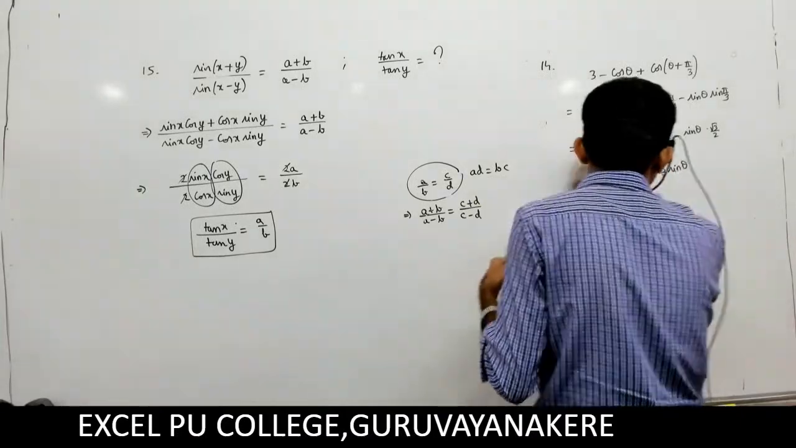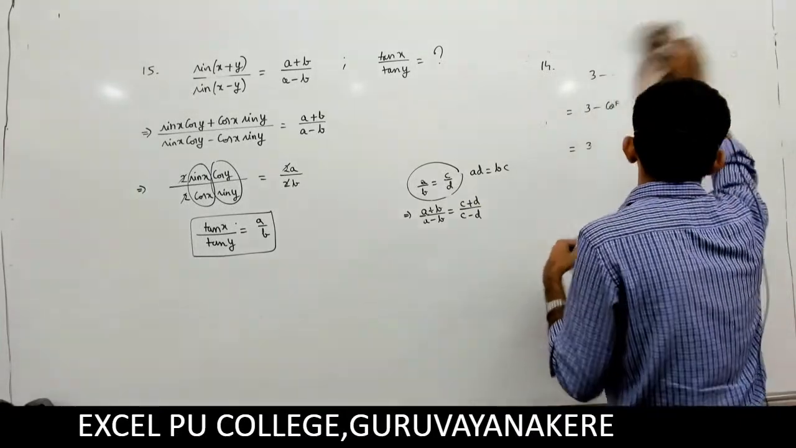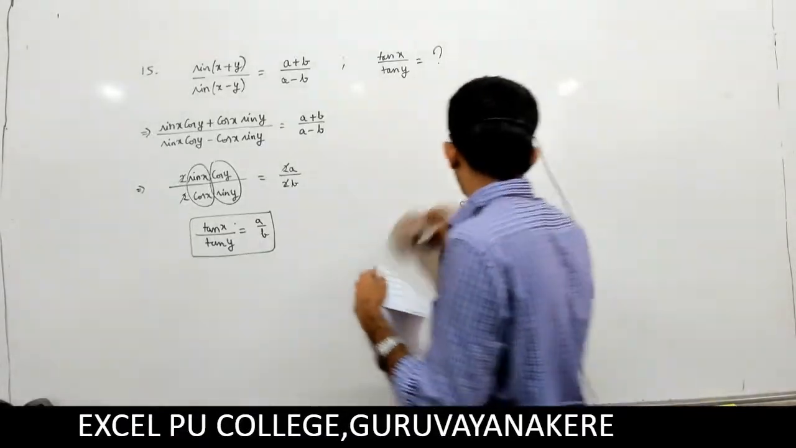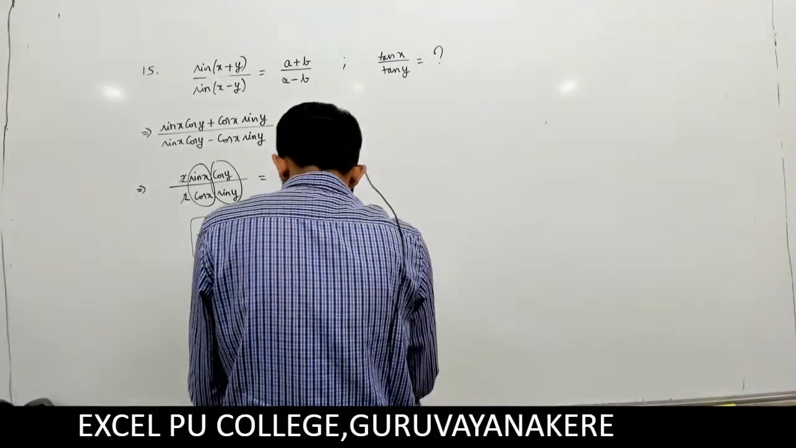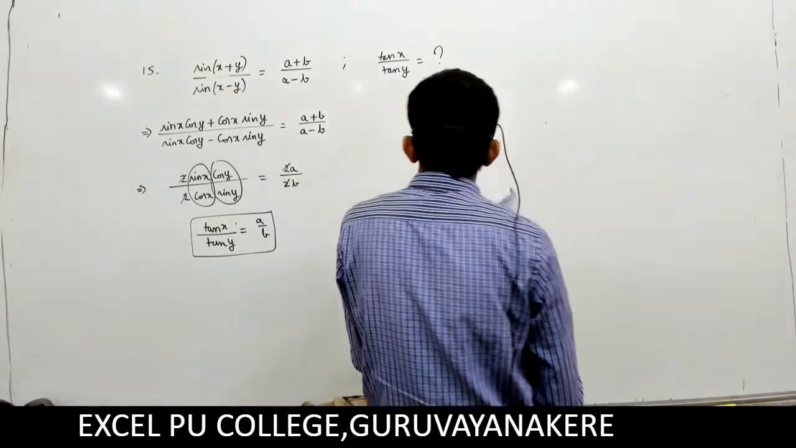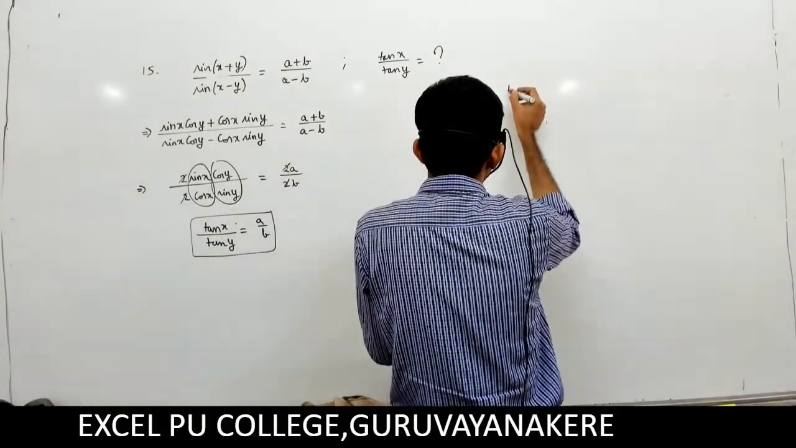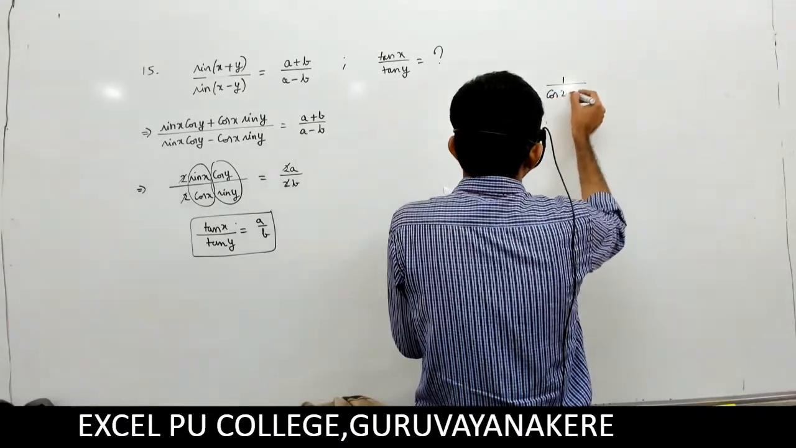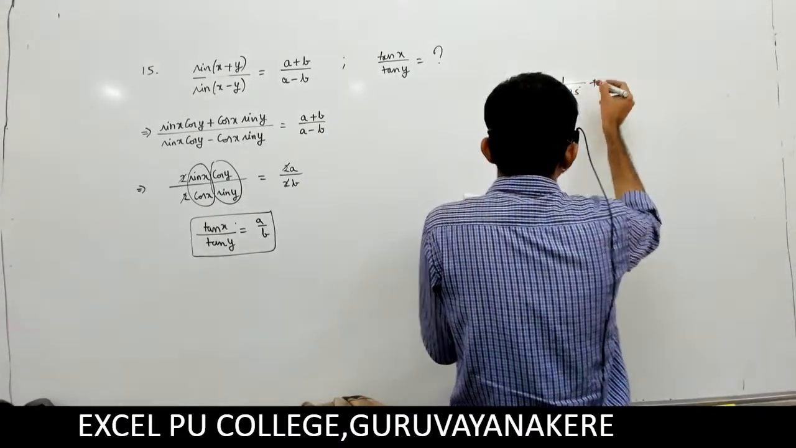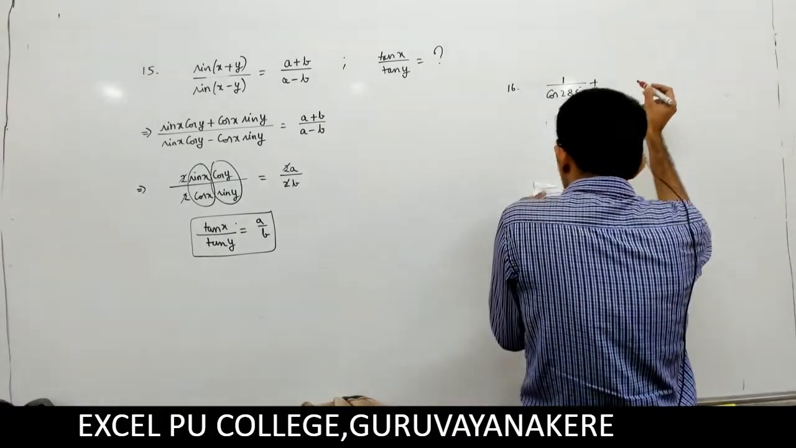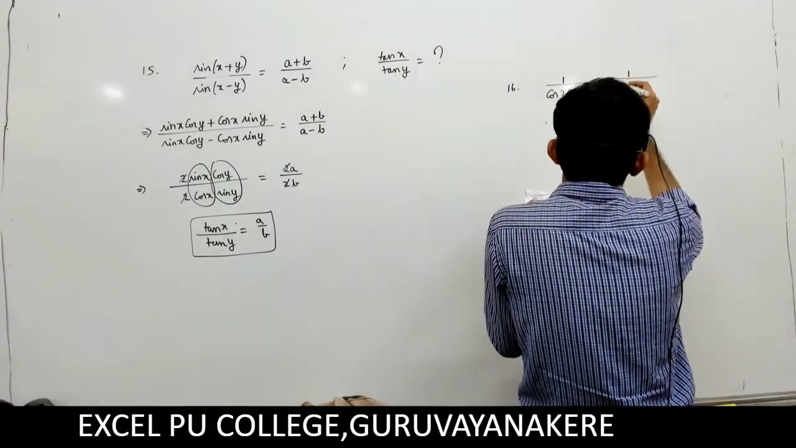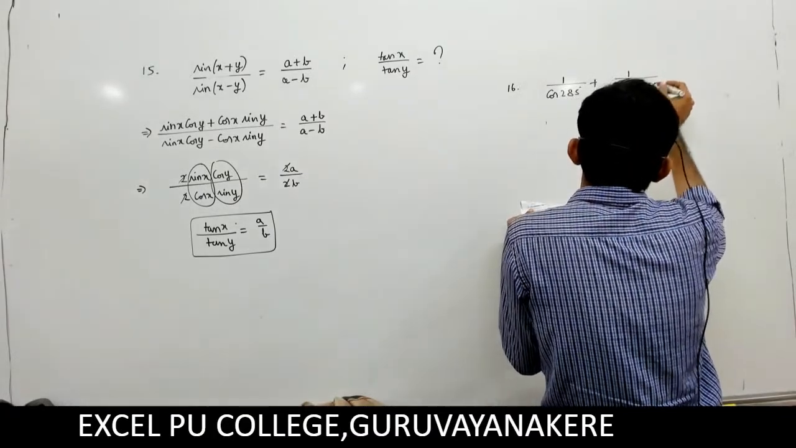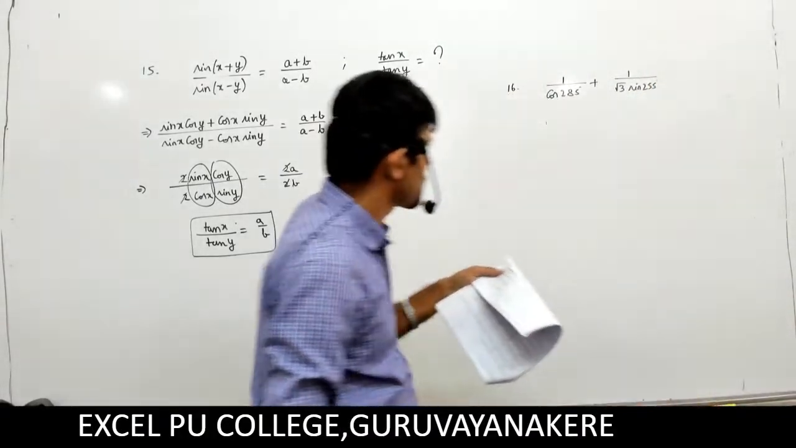So many concepts are there in this. 1 by cos 285 degree plus 1 by root 3 sin 255 degree is equal to how much?